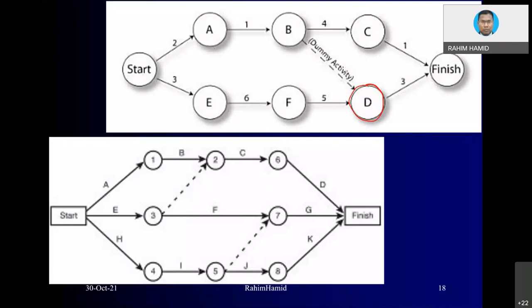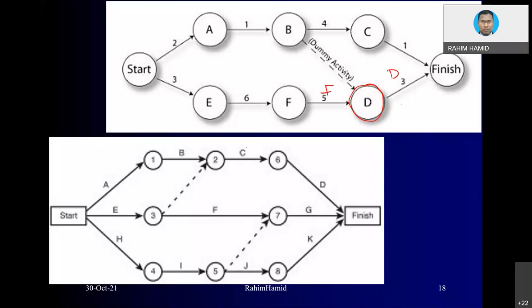Similarly, if you look at this figure, you can get confused because of A, B, C. It is not activity by right. They should put activity F here, then only you can see. So the bottom figure might be better.